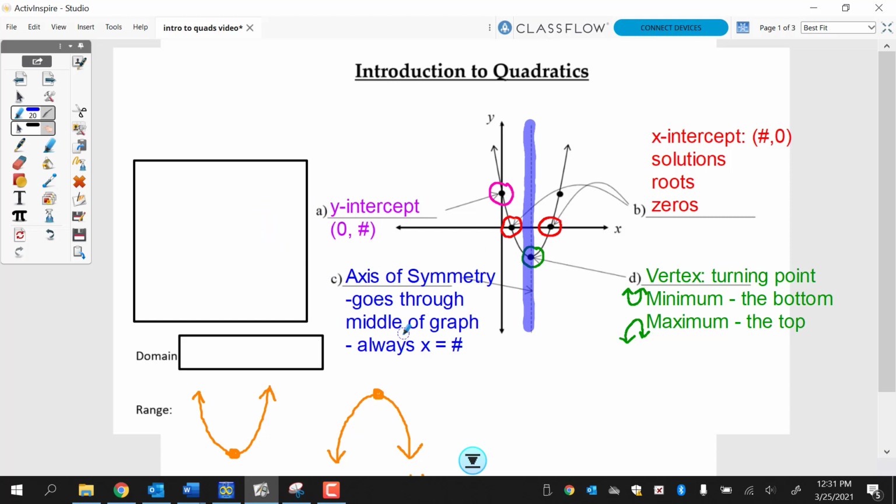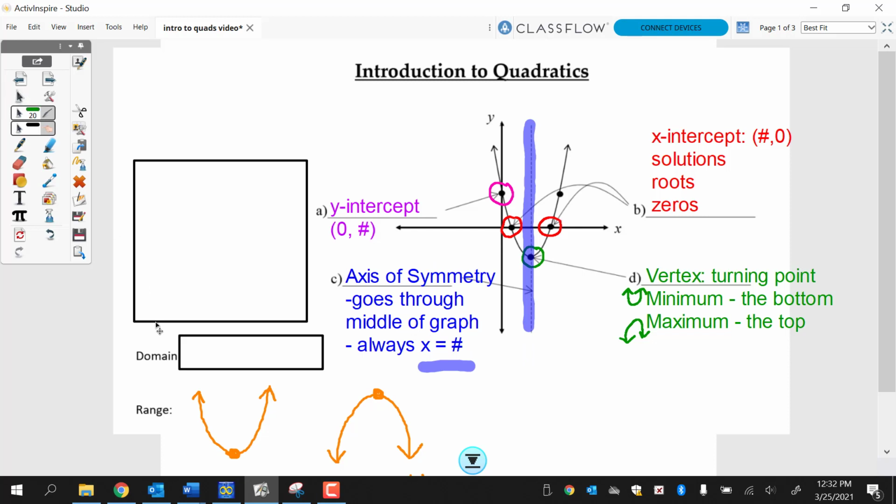Beautiful. Okay. And the equation of that, because they're going to ask you, what's the equation of the axis of symmetry? It's always x equals some number, because we know vertical lines are x equals equations. Okay. So you would just say, oh, x equals whatever number the line goes through. And that would be your equation for axis of symmetry.